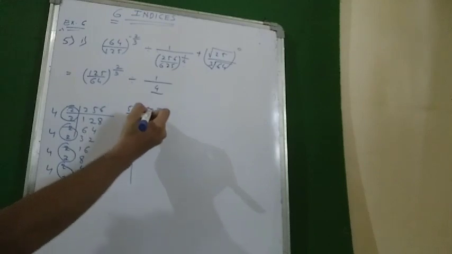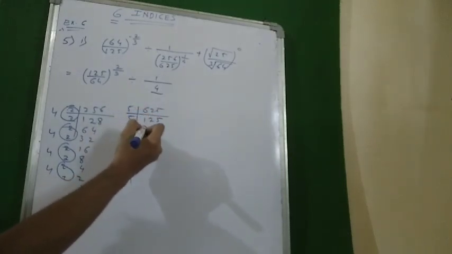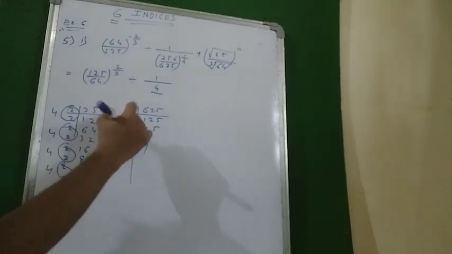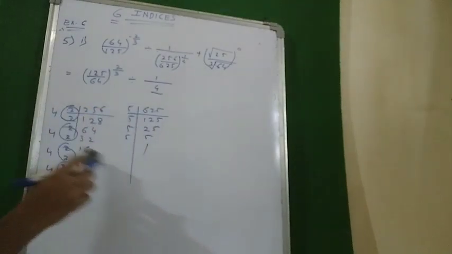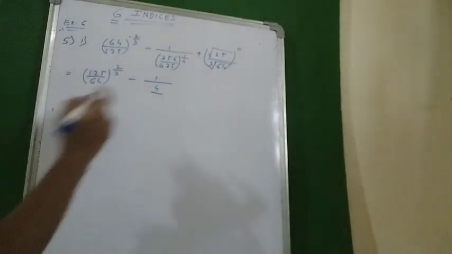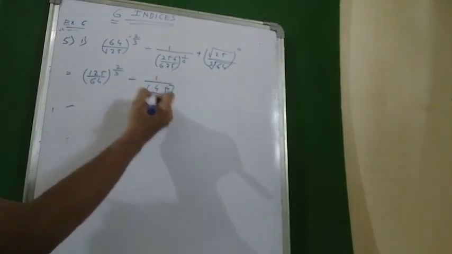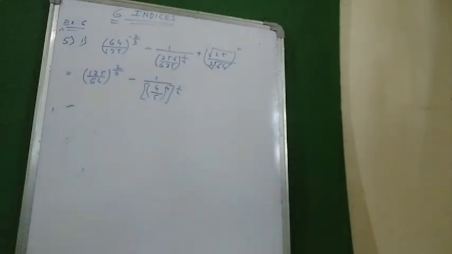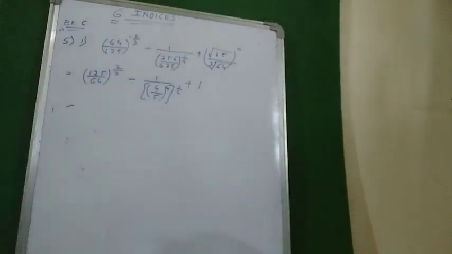625: 5 1s are 5, 5 2s are 10, 5 5s are 25, and so on. So 625 can be written as 5 raised to 4. This is 4 raised to 4, this is 5 raised to 4. So (4 upon 5) raised to 4, whole raised to 1 upon 4, so that this 4 and this 4 get cancelled. And yes, very interesting, anything raised to 0 is 1.